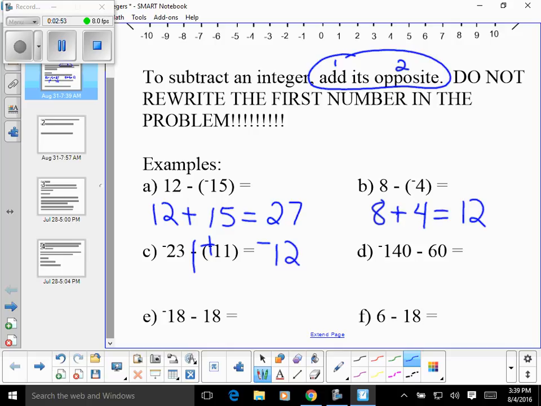In D, we add the opposite. We had a positive 60 there, we need to make it a negative 60. Now I'm adding two negative integers, so my answer will be negative 200.